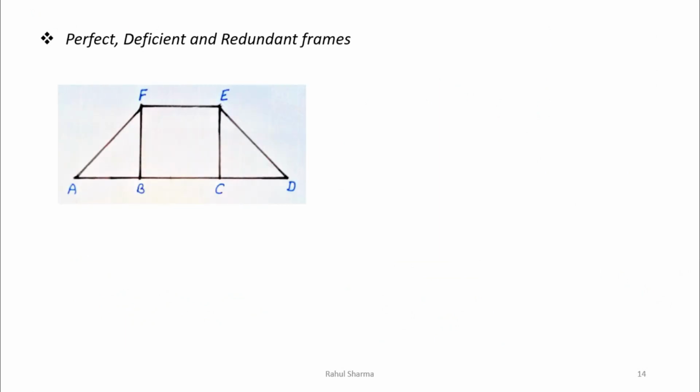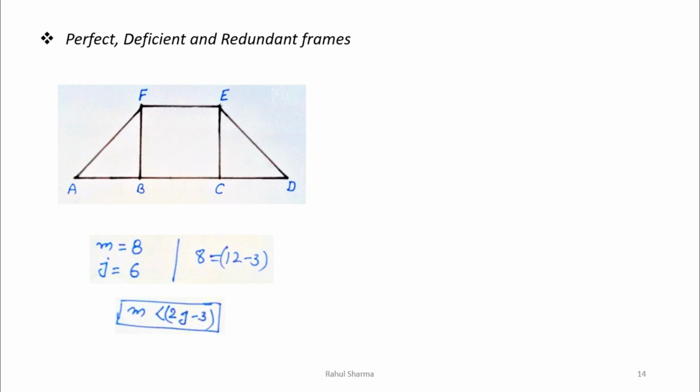Now we will discuss the rest of the 2 types. Let's say this is a frame structure. If you count how many members and how many joints are there, here there are 8 members and 6 joints. Fill in the values: 8 is equal to 6 into 2, 12 minus 3, so it will be 9. So I can say 8 is not equal to 9. It means m is less than 2j minus 3. Whenever the number of members is less than the required number, it means it is a deficient frame because there is a deficiency of a member. So this is a deficient frame.